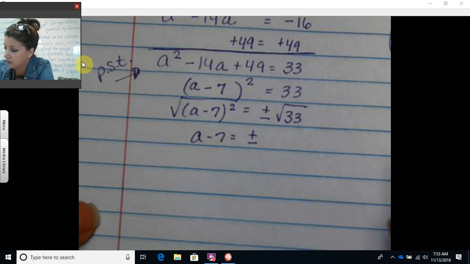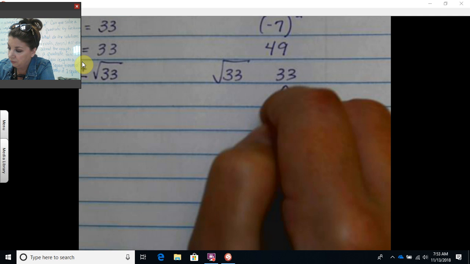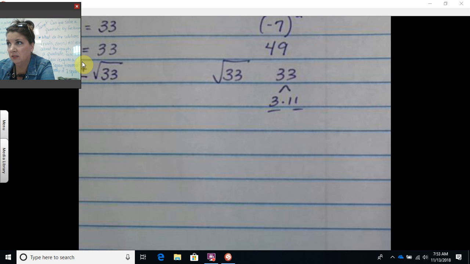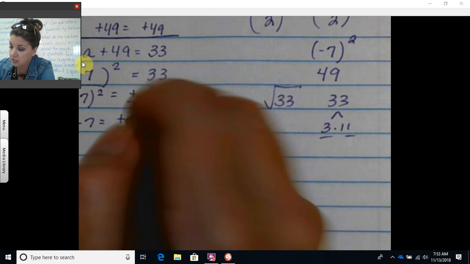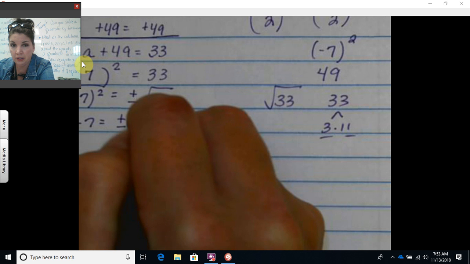Is 33 a perfect square? No. Does it have any perfect square factors? No. If it did, we would need to break it down, like when that was a 27 on our homework, we had to break it down. 33 does not have perfect square factors other than 1. 1 doesn't help. So we can just leave it as positive or negative square root of 33.